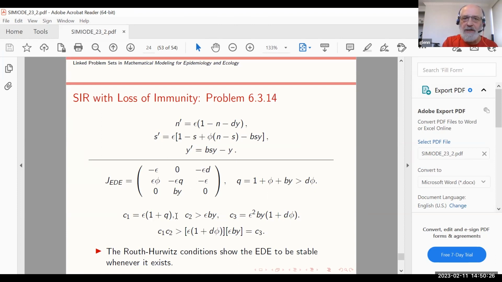All right, so then you calculate C1, C2, C3. You can find a lower bound on C2. And when you use the lower bounds on C1 obtained from here and the lower bound on C2 here, you immediately get that C1 C2 has to be bigger than C3. And so the EDE is stable whenever it exists. This is typically what you find in epidemiology problems. There are some problems that are particularly interesting that don't always have a stable endemic disease equilibrium, but this is a fairly standard problem, albeit a little bit more complicated than the standard one.